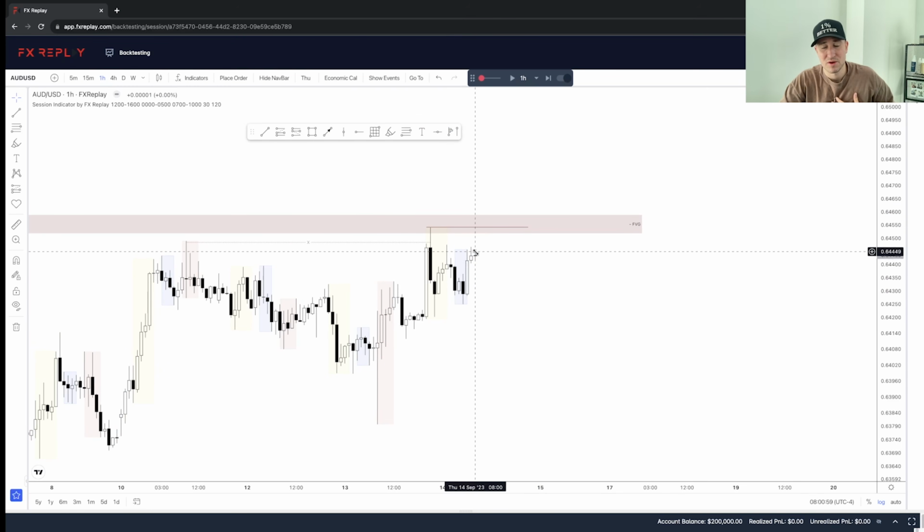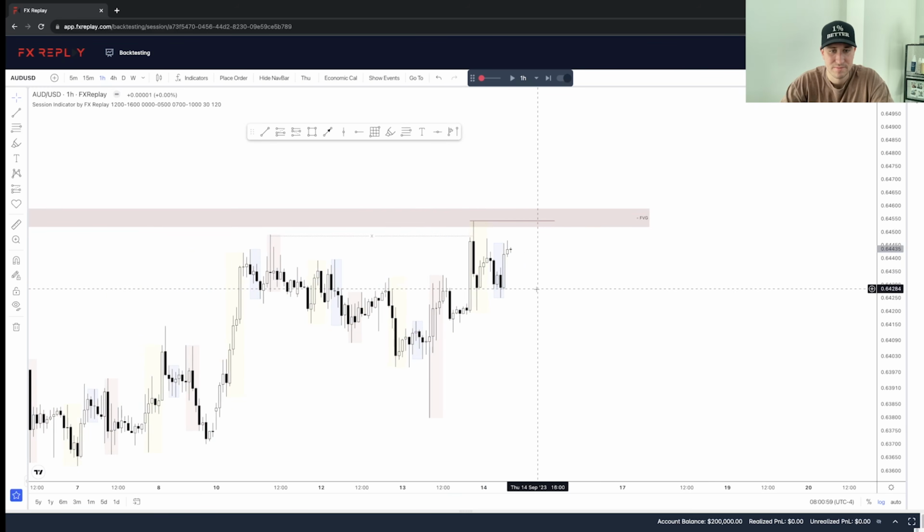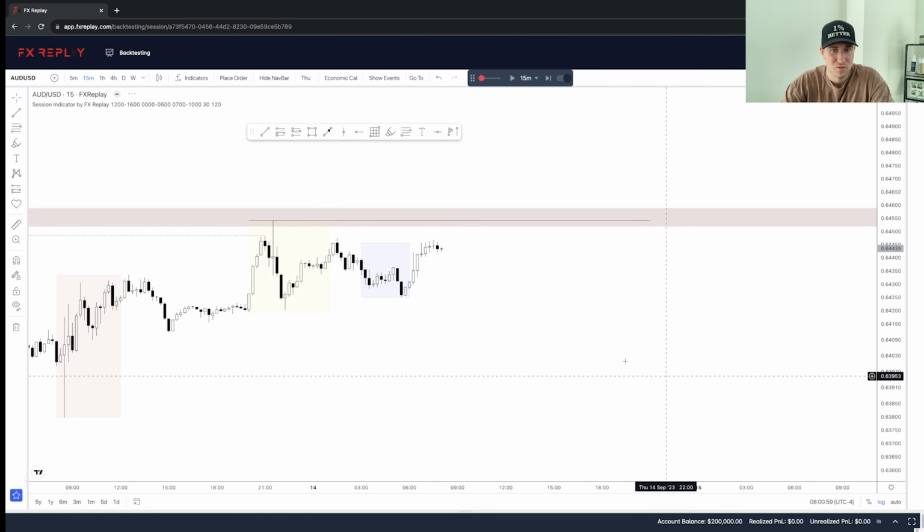You guys know that I personally only trade New York session, but specifically a specific window. So when New York session starts, I let a lot of the manipulation happen. Then I look to enter around 9:30. I find my strike rate then is a lot better, right? So let's just see what happens here.